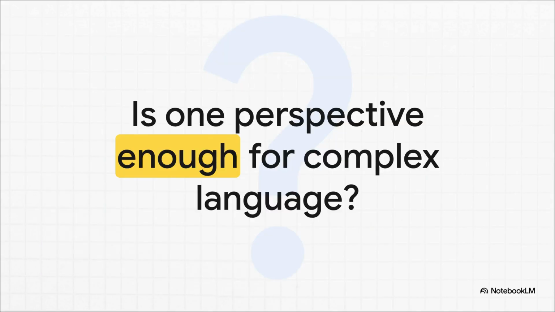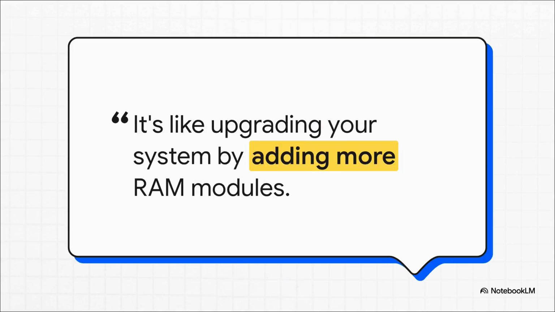But think about it. Language is just so complex, right? There are so many layers. Is looking at a sentence from just one angle, with one single attention mechanism, really going to be enough to catch everything? Probably not. And there's this great analogy for what comes next. It's like building a computer. You know, having one stick of RAM is fine. But if you want to multitask and run a bunch of complex programs all at once, what do you do?